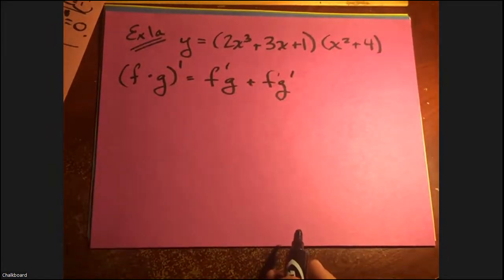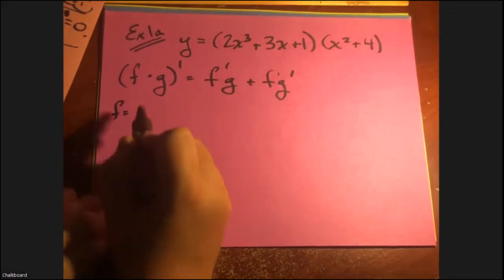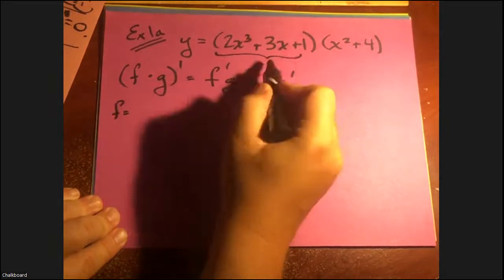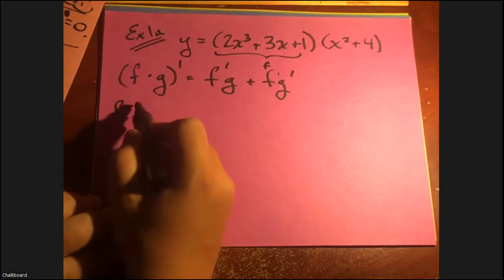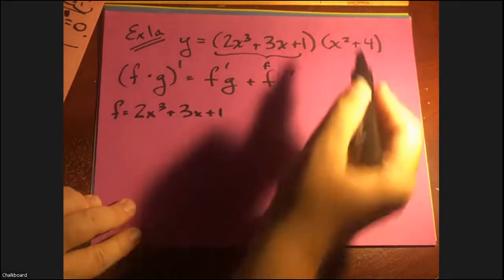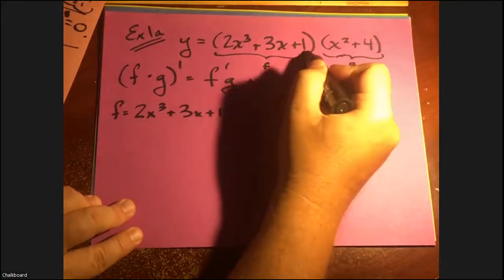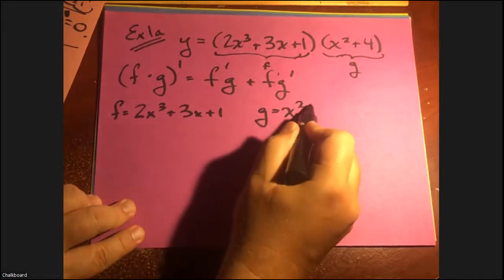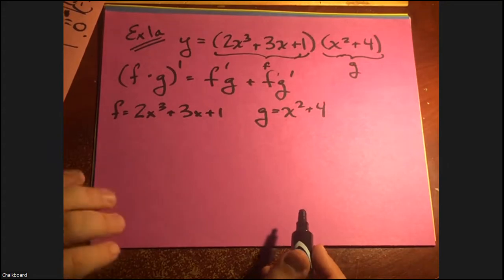Now, let's go ahead and define f and g first. Okay, so f will be this first thing in the parentheses here. I'm going to give a little note that this is f here. And we've got 2x cubed plus 3x plus 1. This right here is going to be g. And so g is x squared plus 4. Great. Now, let's find the derivatives of these things.